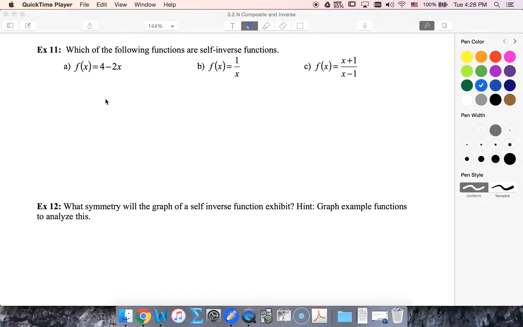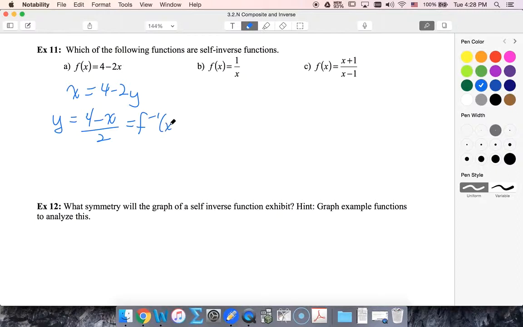All right, students, so now we're looking for examples of functions that are self-inverses. So let's start by finding the inverses of these functions. So with our first one, we've got x is 4 minus 2y. So rearranging this, y is going to be (4 minus x) over 2. This is a function, so I can call it f inverse of x, but it's not a self-inverse because f of x does not equal f inverse of x. So not a self-inverse.